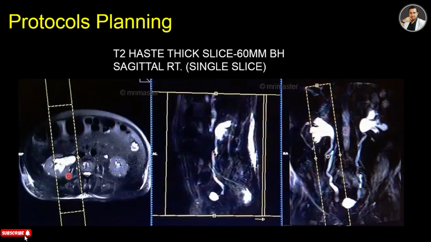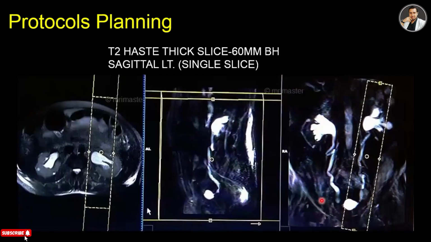And you can also see the planning over the axial image, the angling. So you have to angle like this, parallel to the ureter. And this is a T2 thick slice sagittal, but this time this is the left side to visualize the left ureter. And you can see the angle of the slice in the coronal image.